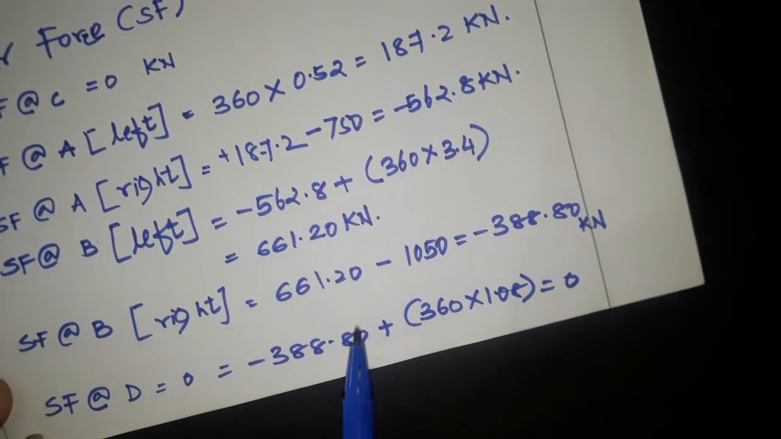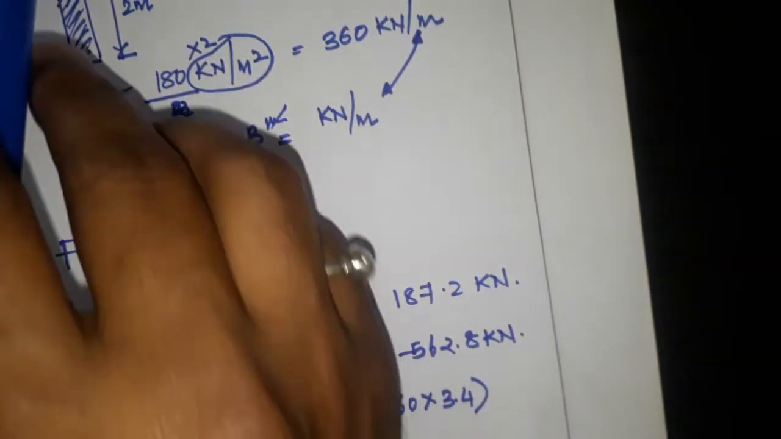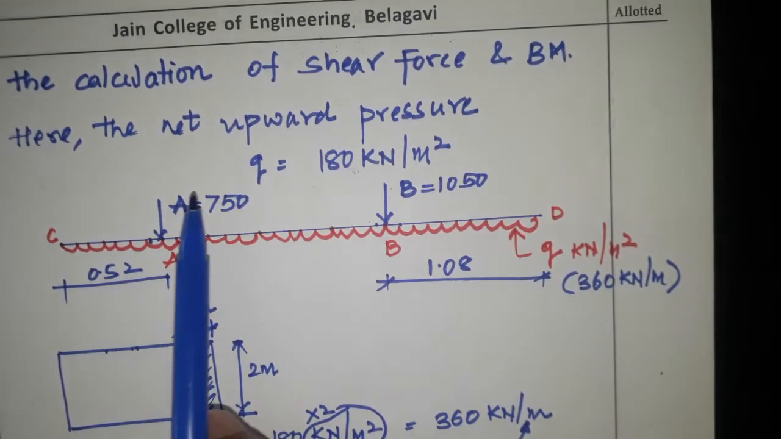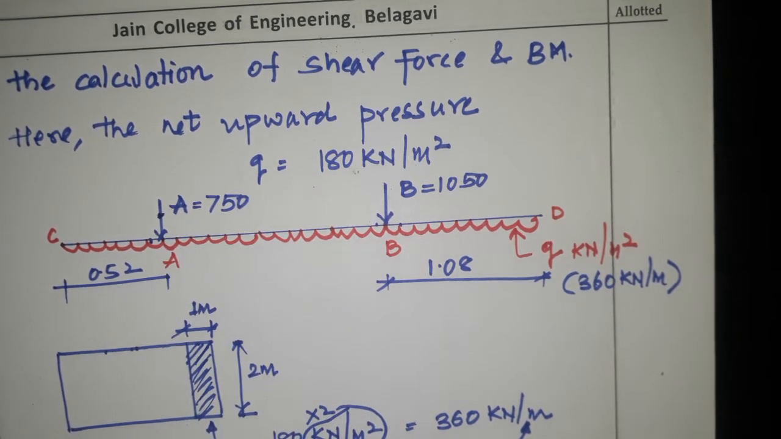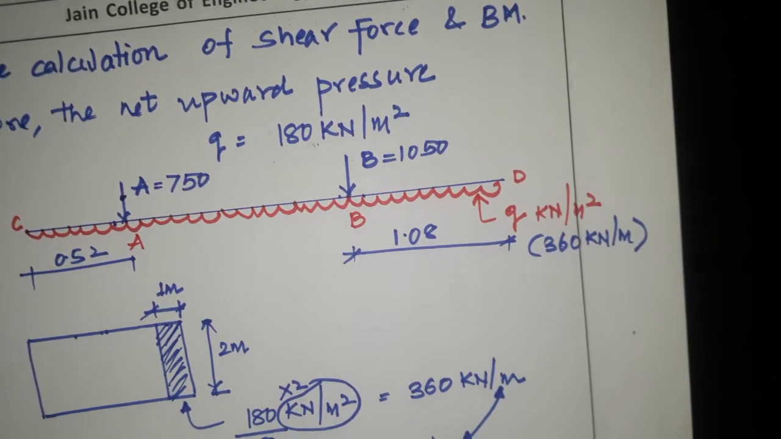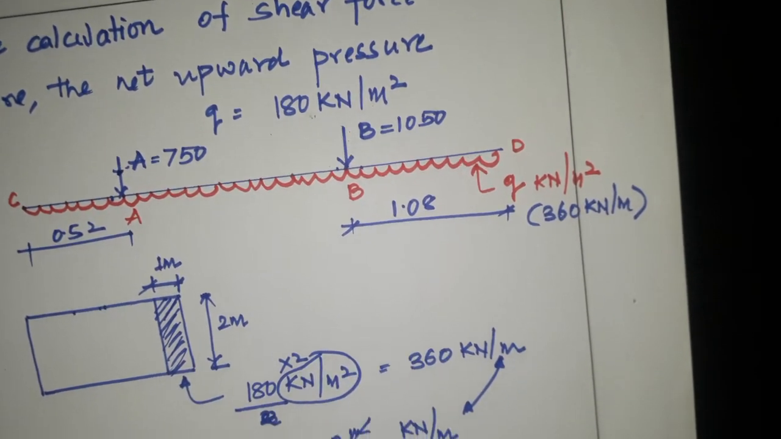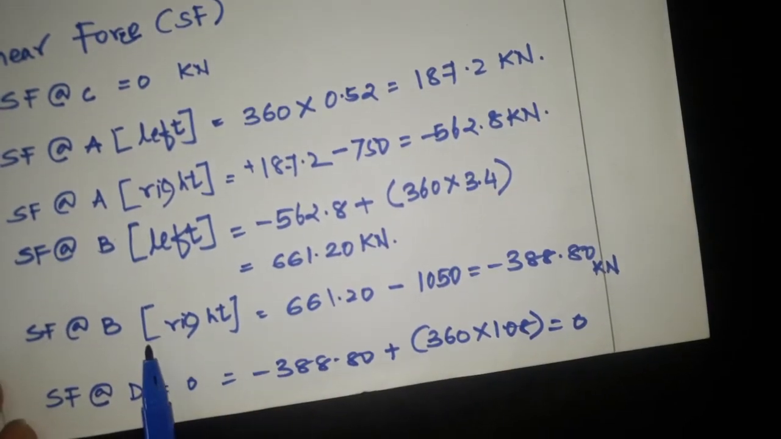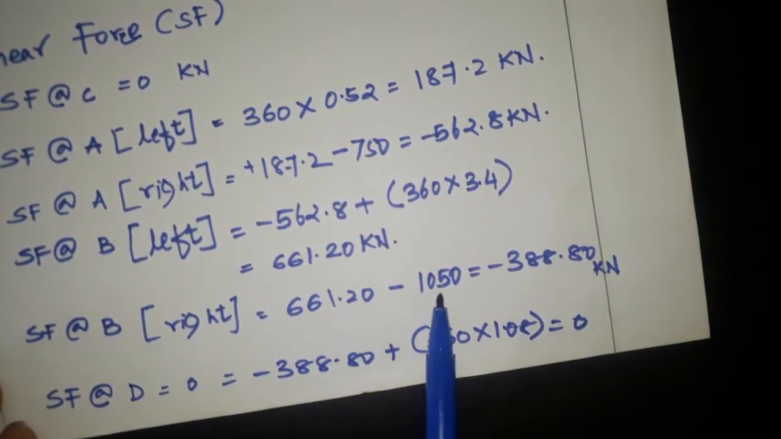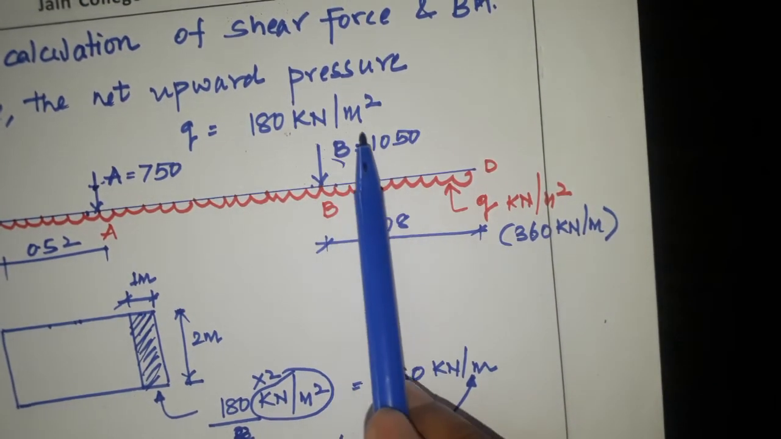So this we got as minus 562 plus 360 into 3.4. This value, 360 into 3.4, is there because 3.4 meter is the center to center distance between A and B. Then again at right of B, what you have to do? You have to take again 1050, which is the downward load acting through column B.